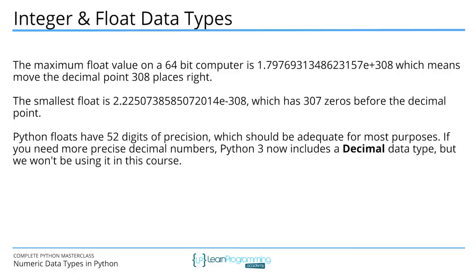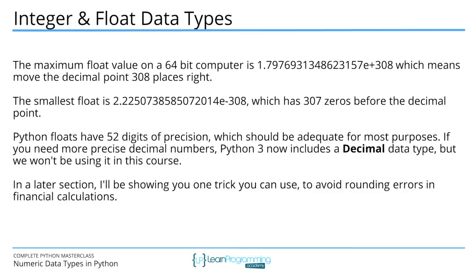Python floats have 52 digits of precision, which should be adequate for most purposes. If you need more precise decimal numbers, Python 3 now includes a decimal data type, but we won't be using that in this course. In a later section, I'll be showing you one trick you can use to avoid rounding errors in financial calculations.